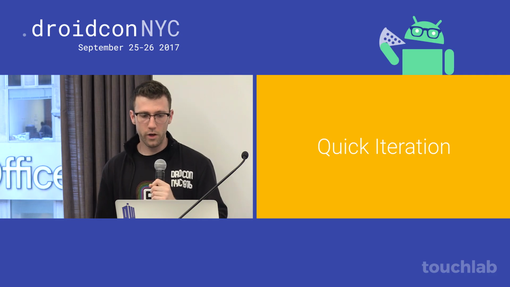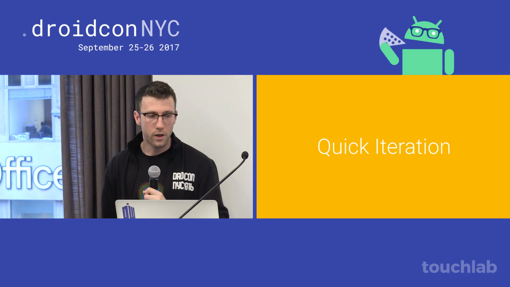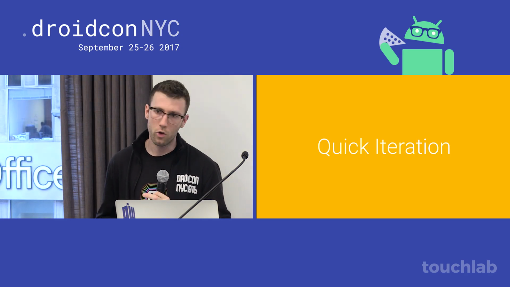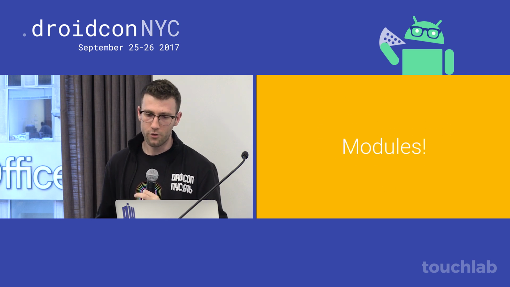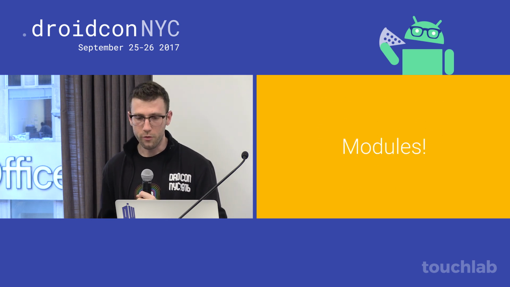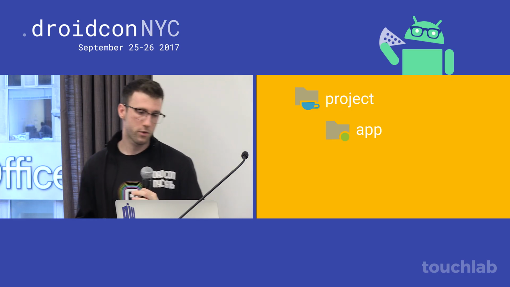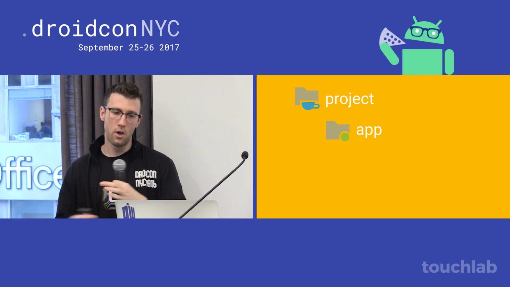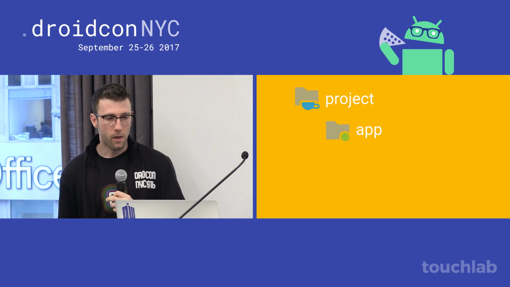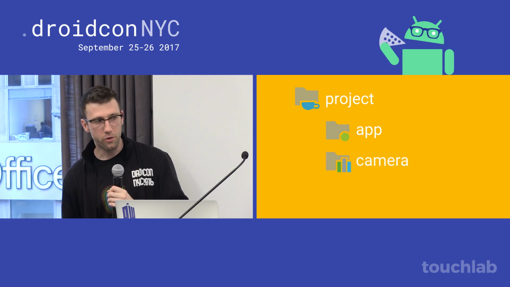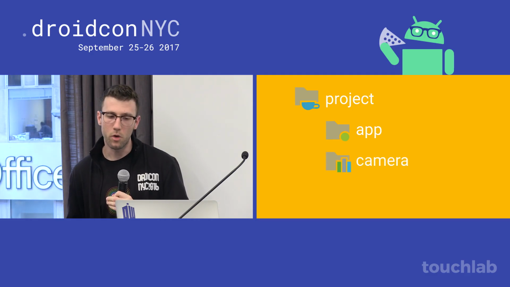So, quick iteration. I'm not talking about loops here. It's how can you build and test your code really quickly? Modules are a great solution for this. So this might be what your project looks like. You have basically an application module which has all of the logic for your app. You should take your camera code and pull it out into another library module.